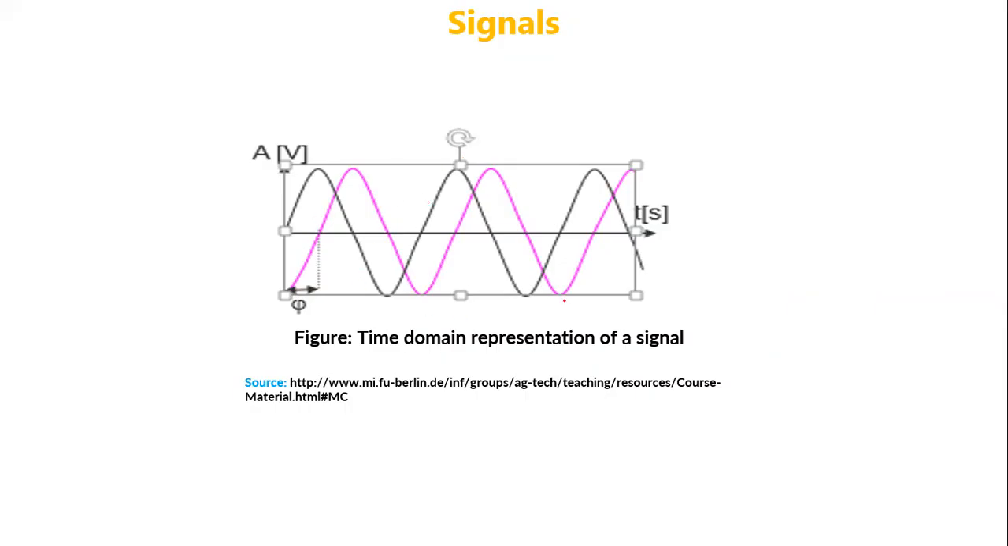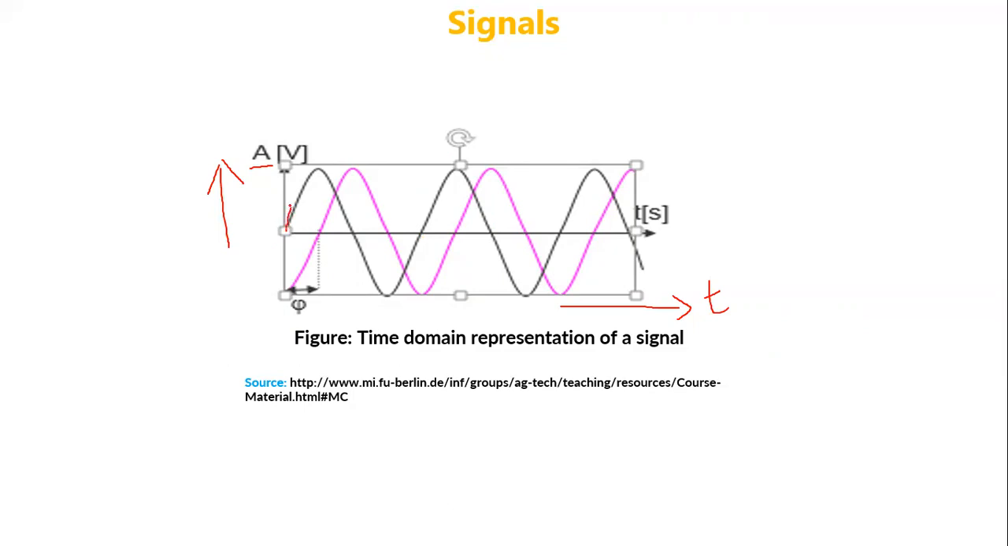Here the x-axis is time, and the y-axis represents the amplitude of the signal. So amplitude or voltage, A is amplitude and V is the voltage. So this is the signal.